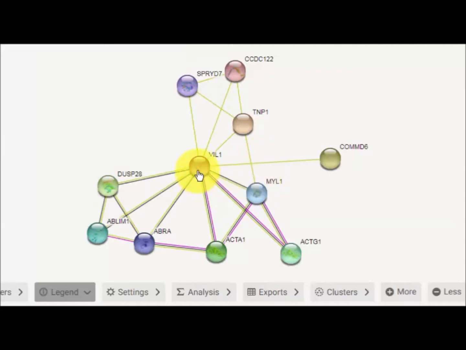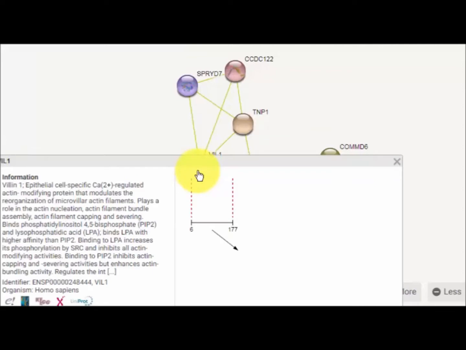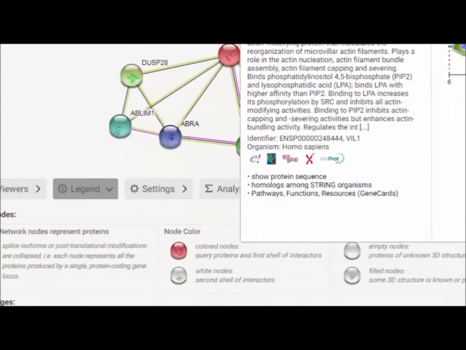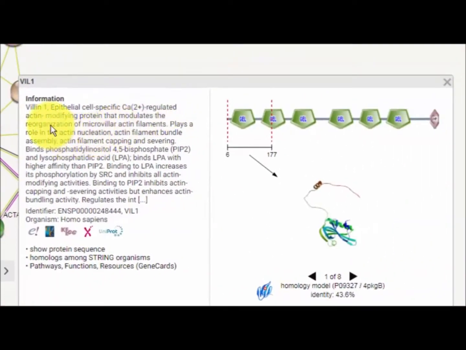You can click on this particular link, and it'll tell you what this protein is. It's the villin, epithelial specific calcium regulated actin modifying protein. So what you have is the various resources, and remember, you see a pattern beginning to form, right? Every time you have a resource, it also becomes a kind of knowledge management. It becomes a more comprehensive knowledge resource.